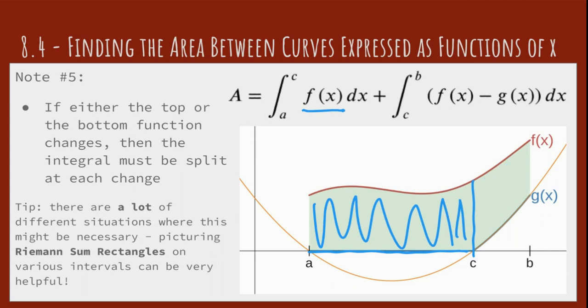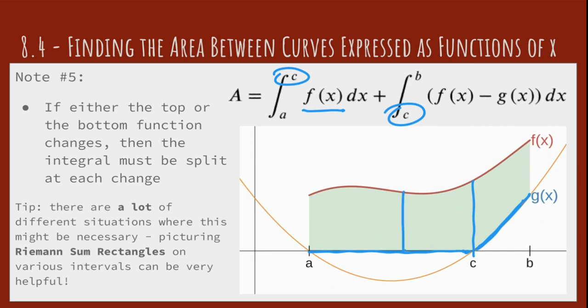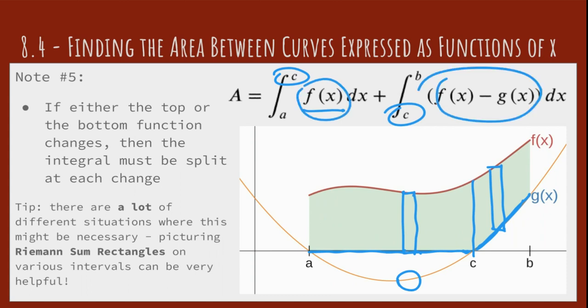And then for this part of the integral here, we have f of x on top and g of x on the bottom. So at that point where we're changing from using the x-axis along the bottom to using g of x along the bottom, we have to split it up into two separate integrals. So this is something where we might have to partition the entire integral into separate integrals, and picturing Riemann sum rectangles to represent these areas can be really useful. So we can picture a Riemann sum rectangle here that doesn't have anything to do with g of x, and then we can picture a Riemann sum rectangle here that's bounded below by g of x. So we can use that to build our integrands here for our intervals.